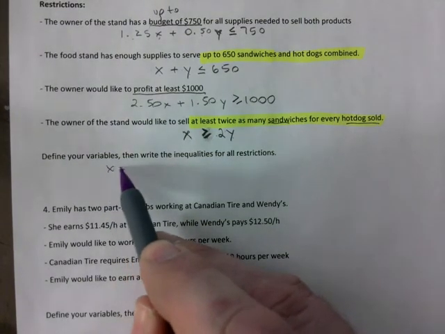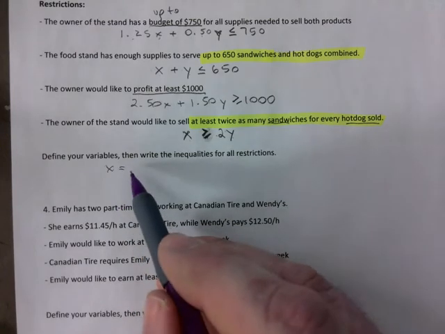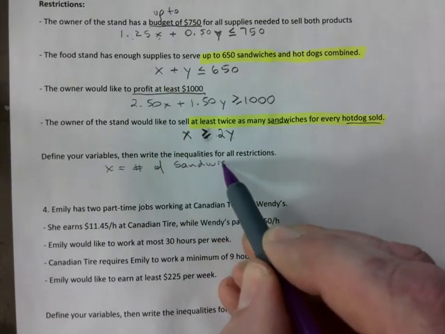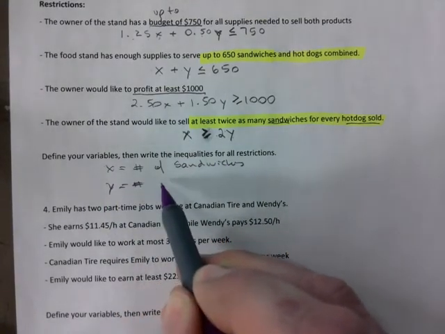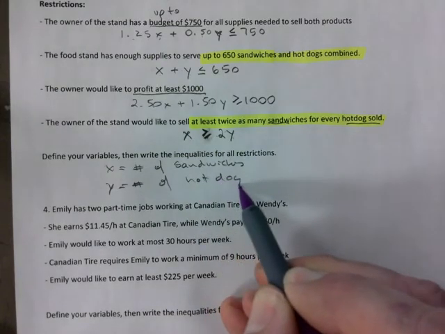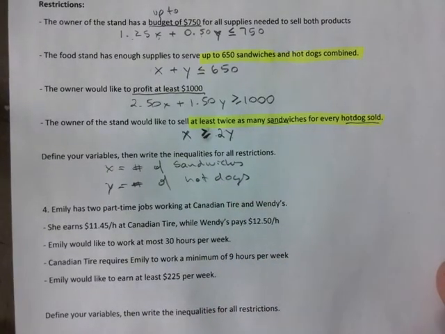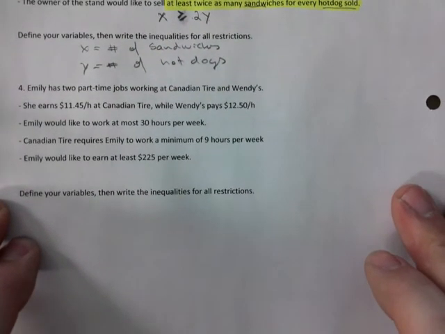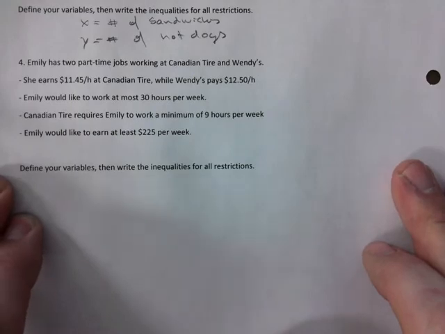So here we're going to let X be the number of sandwiches. Y would be the number of hot dogs. At first, I'm going to guide you quite a bit, but then I'm slowly going to let go, right? The training wheels are going to come off, and then it's going to be just one paragraph, and you're going to have to scan for keywords to see where the restrictions are. So soon the training wheels are coming off. Let's do the last one here.